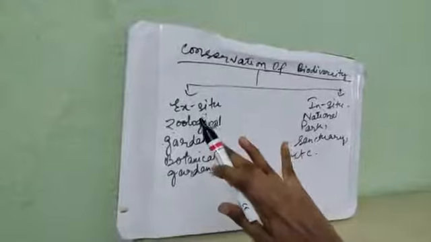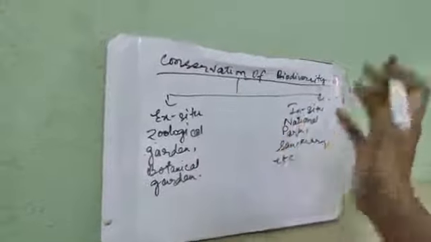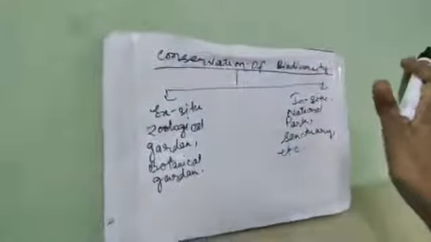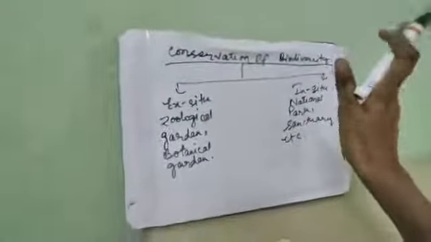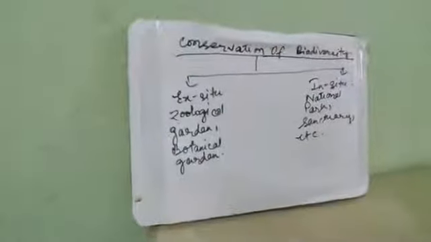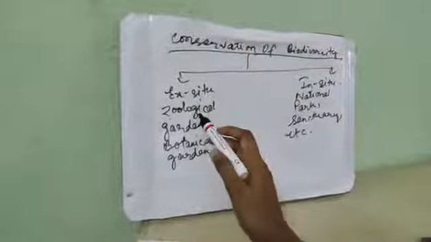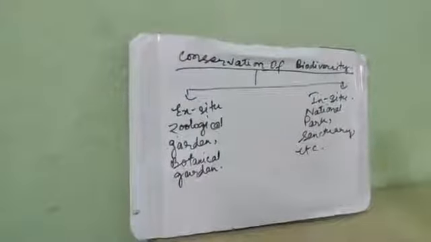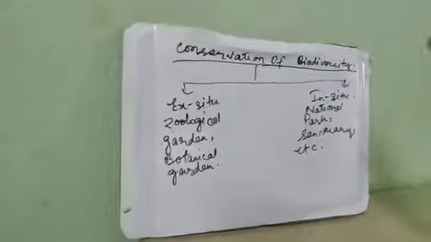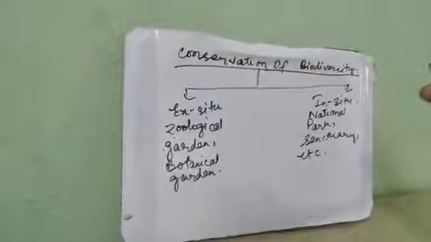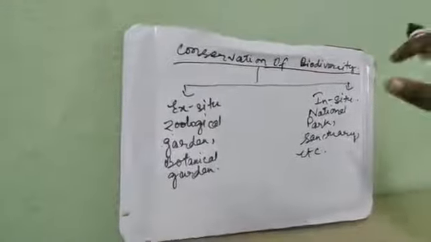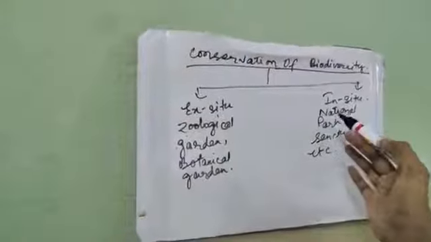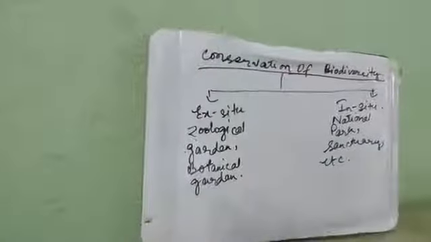When the organisms are conserved outside their natural habitat, that is ex situ. That means outside the natural habitat. Example, zoological garden, botanical garden. In situ conservation means the organisms are conserved within their natural habitat. That is in situ conservation. Example, national park, sanctuary, biosphere reserve. Okay, these are the examples.